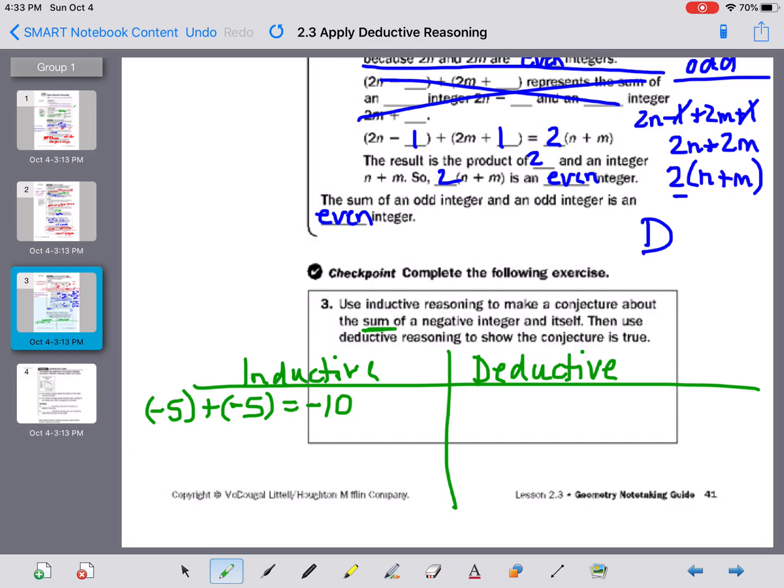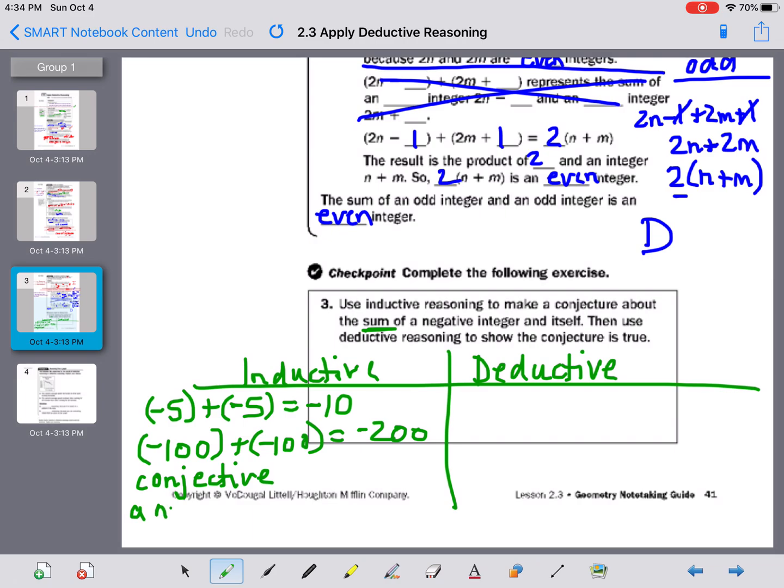Let's choose another one so we can see a couple patterns. You want to choose a bigger number? Okay, how about an even one, like -100? It's bigger, it's even, plus -100, and I get -200. We could keep going, but let's go ahead and write our conjecture. What do you notice when you add a negative integer plus itself?